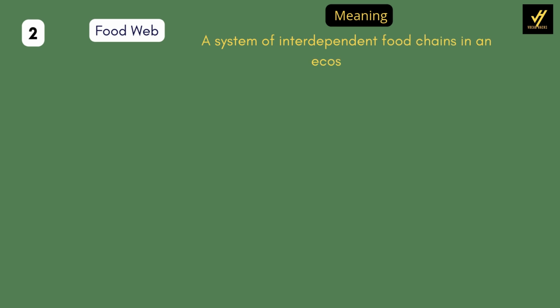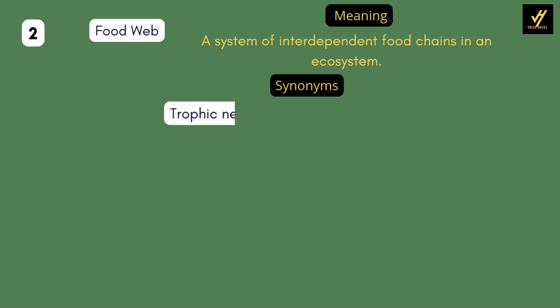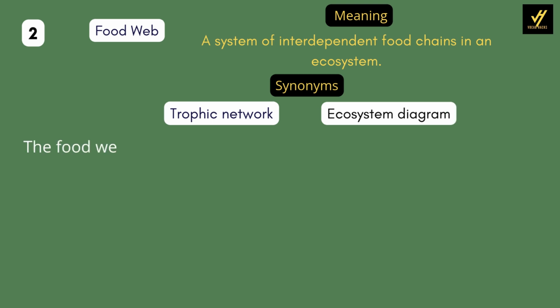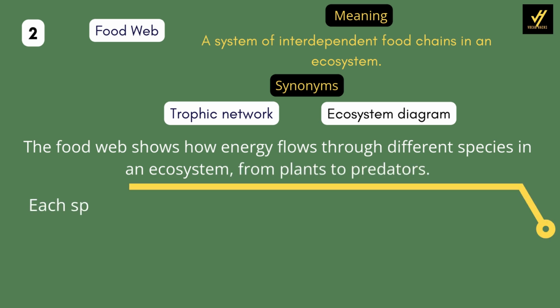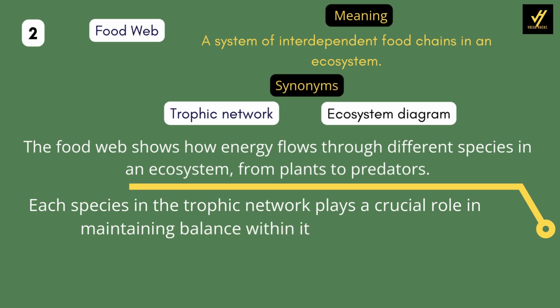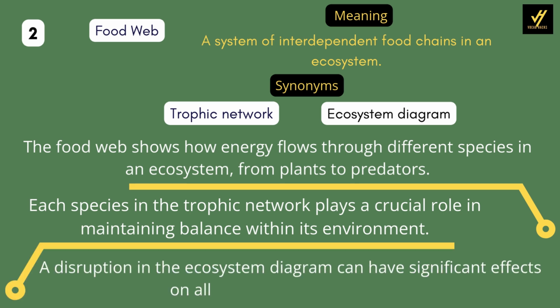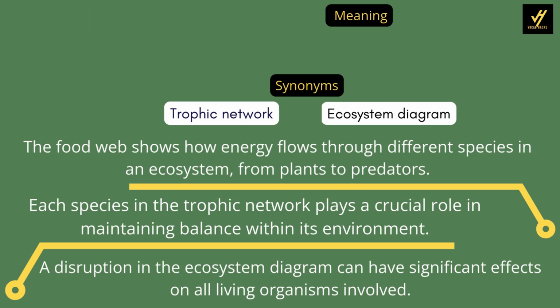Food web, a system of interdependent food chains in an ecosystem. Trophic network, ecosystem diagram. The food web shows how energy flows through different species in an ecosystem, from plants to predators. Each species in the trophic network plays a crucial role in maintaining balance within its environment. A disruption in the ecosystem diagram can have significant effects on all living organisms involved.